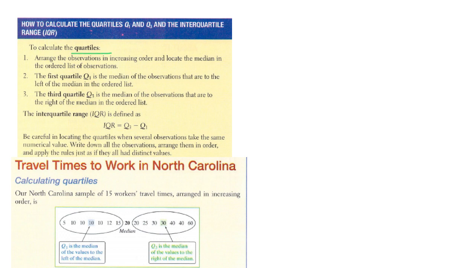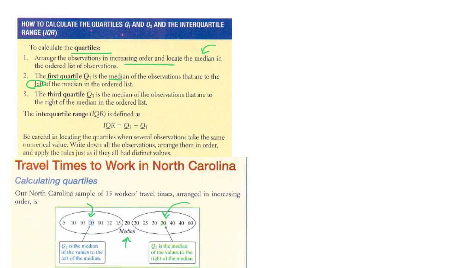For quartiles, the first thing we're going to do is put our observations in increasing order. And you'll notice we're using the median, so we mark and locate the median. You can see we've done that down here with our example of our 15 North Carolina worker travel times. The median there is 20. The first quartile is going to be the median on the left. I have 7 values here on the left. The median value on the left is going to be 10. That's going to mark my Q1. The third quartile is going to be the median of the values on the right. I have 7 values on the right. The median of those is 30.